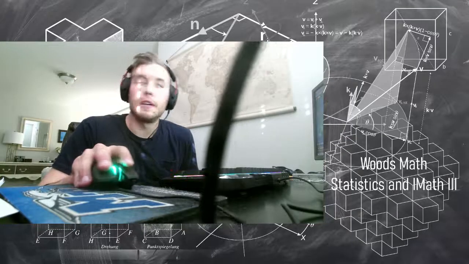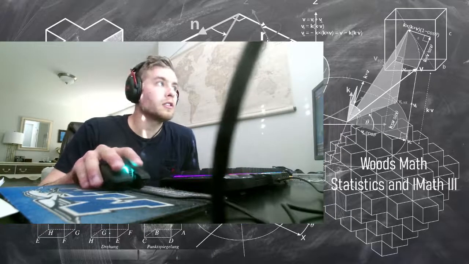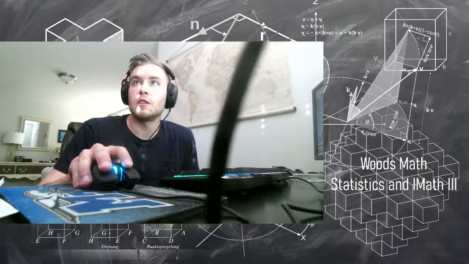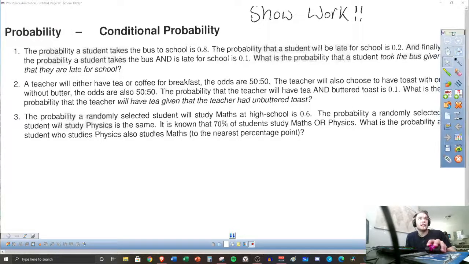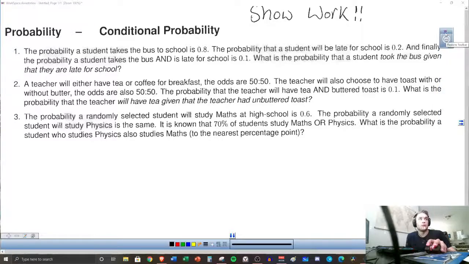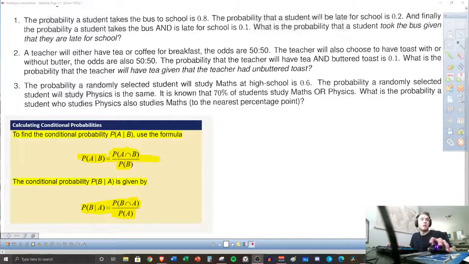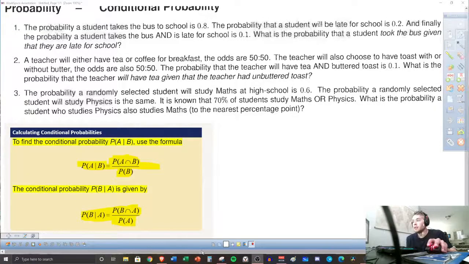All right, class, this video is to go through the first 3 questions of the conditional probability worksheet. So let's talk about the technique that you'll want to use on these problems. The first thing we want to remember is the formula for conditional probability. I'm going to go ahead and paste that in here. All right, so we've got our formulas here. These are going to be extremely helpful in a lot of these questions.